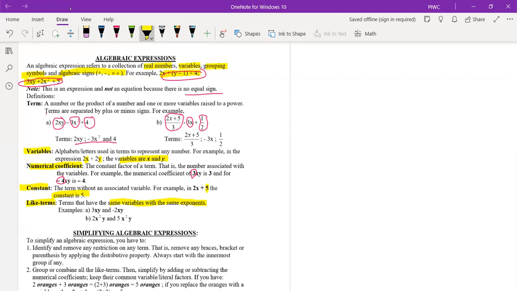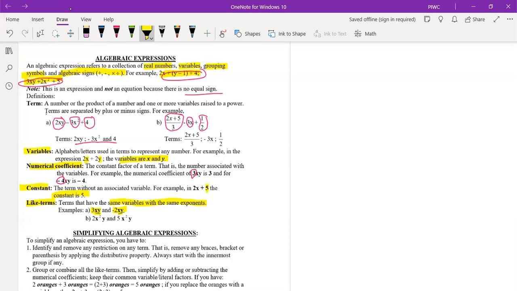If I take 3xy, the variables that you have are x, y. The same xy here. Yes, same variables raised to the same exponents. So because they're the same, 3xy and negative 2xy are like terms. They look alike. It's like they're from the same family. You can think of it that way. Or we can say they have the same last names.